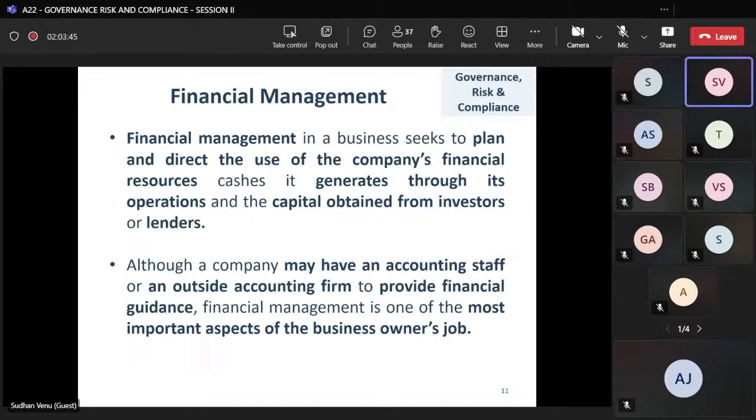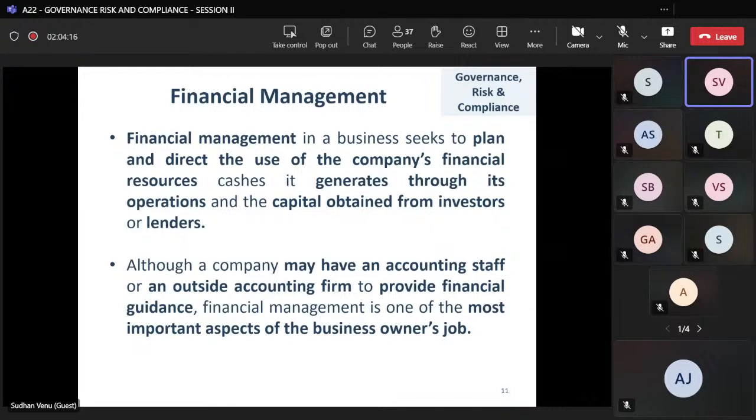The next one is financial management practices. In financial management, a business seeks to plan and direct the use of the company's financial resources, that is the cash generated through its operations and the capital obtained from investors and lenders. Although the company may have accounting staff, or an outside accounting firm, to provide financial guidelines, financial management is one of the most important aspects of the business owner's job.